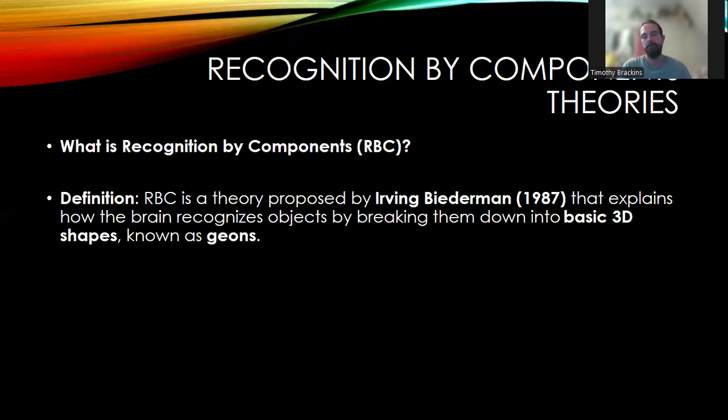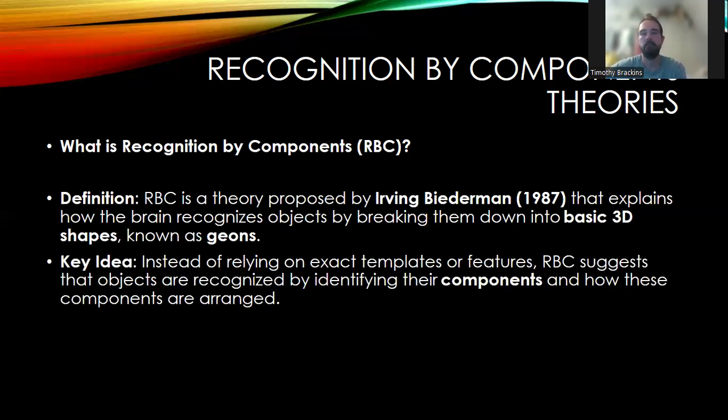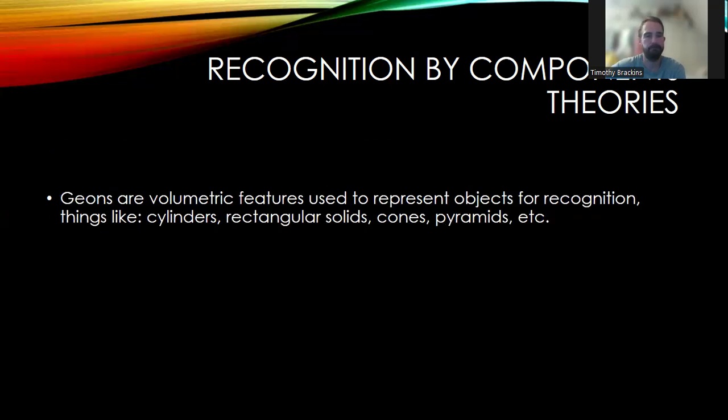So feature detection theory says we're breaking objects down into each basic feature, with critical features being the more important ones. Biederman suggests that we're actually using something called geons. So we're breaking objects down into these and using these to extract what the object is. So again, instead of relying on templates, instead of relying on features, it says that we're identifying objects by recognizing their components and how they're arranged. So let's get into that.